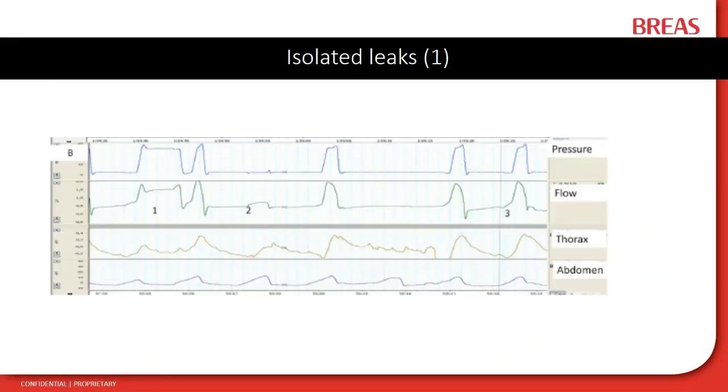Okay. Leaks can also be isolated. For example, in this example, the cycle labeled with number 1 can be considered. Look at the pressure and look at the flow, really very similar. The time constant is really flat, so we can say that there are isolated leaks in the cycle labeled with number 1.